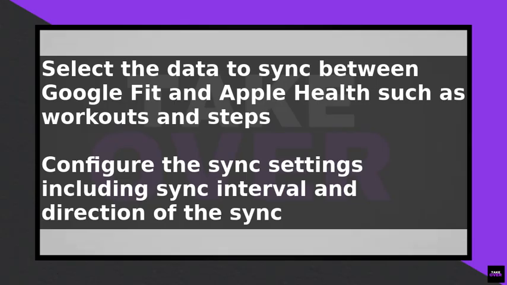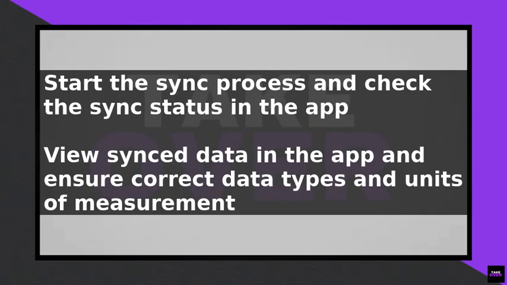After selecting the data you want to sync, you will need to configure the sync settings. This can include setting the sync interval, which determines how often the app will sync your data, and selecting the direction of the sync, which determines whether data is synced from Google Fit to Apple Health or vice versa.